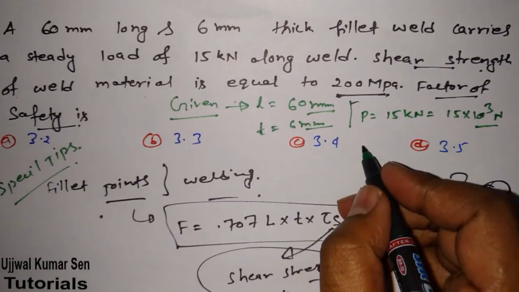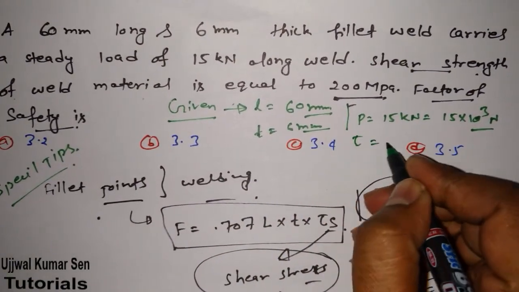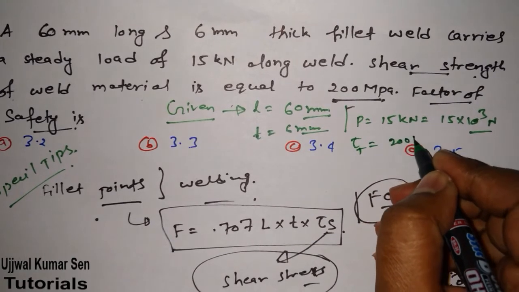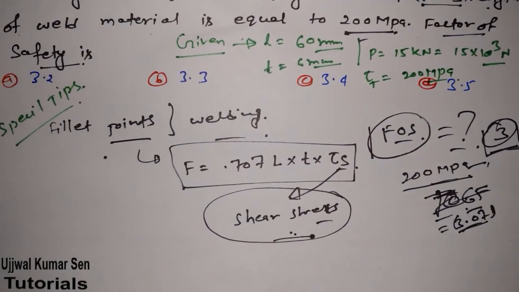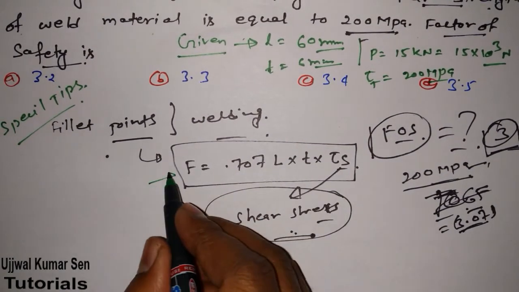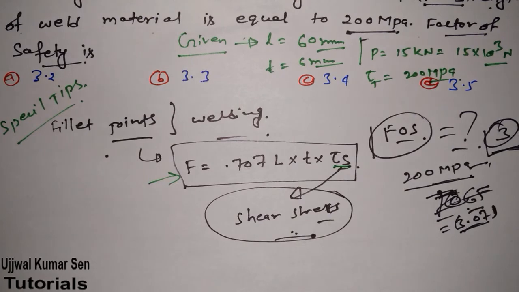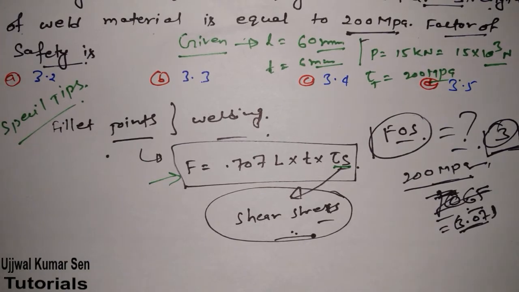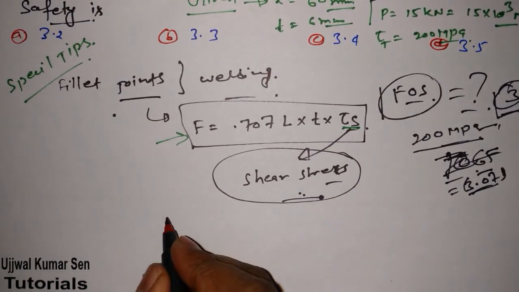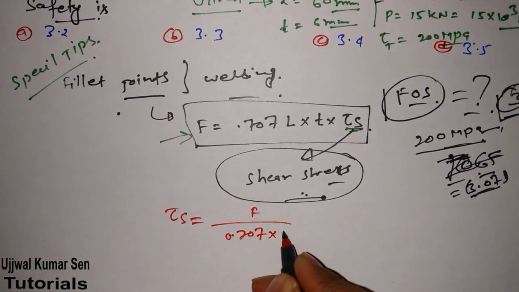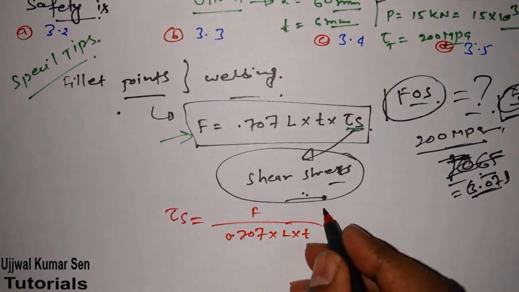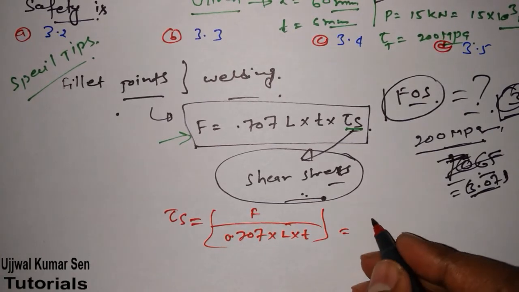Now we have been given the total shear strength of that material, which is 200. Now by using this formula, we can find out tau s, as I have already shared with you how we can use this formula to find out shear stress. So let's say shear stress is equal to force divided by 0.707 times length into thickness, right? Now just put our values.